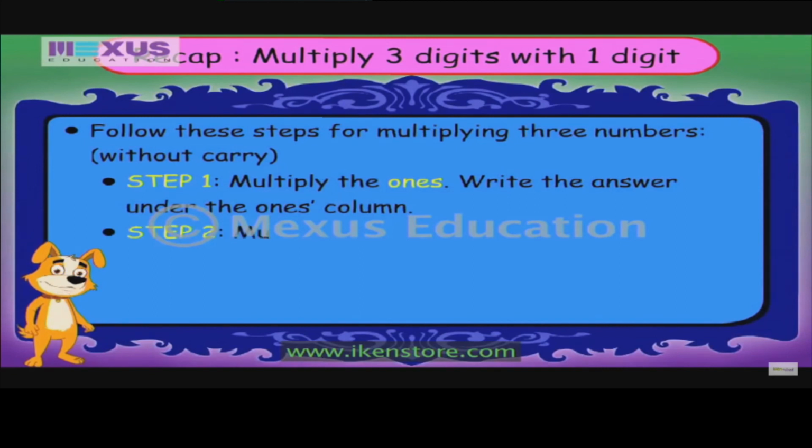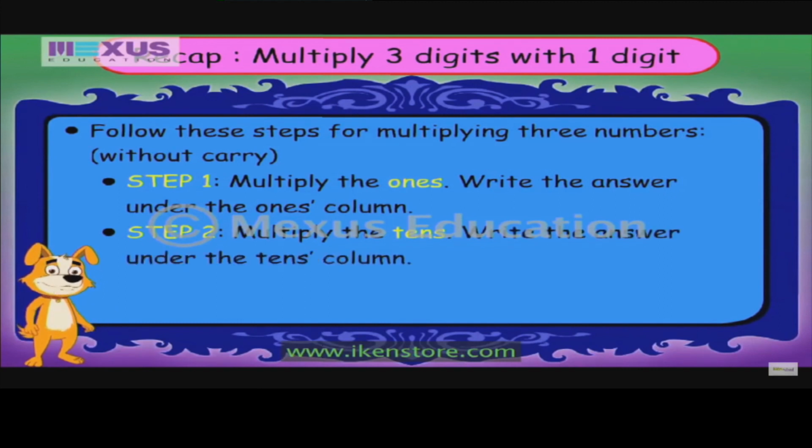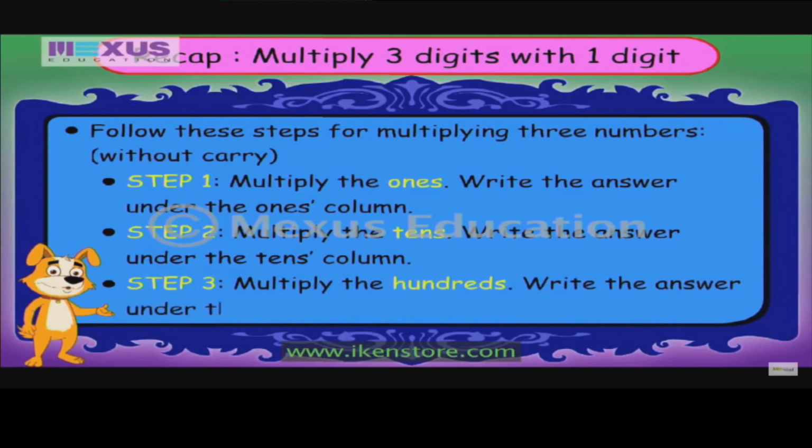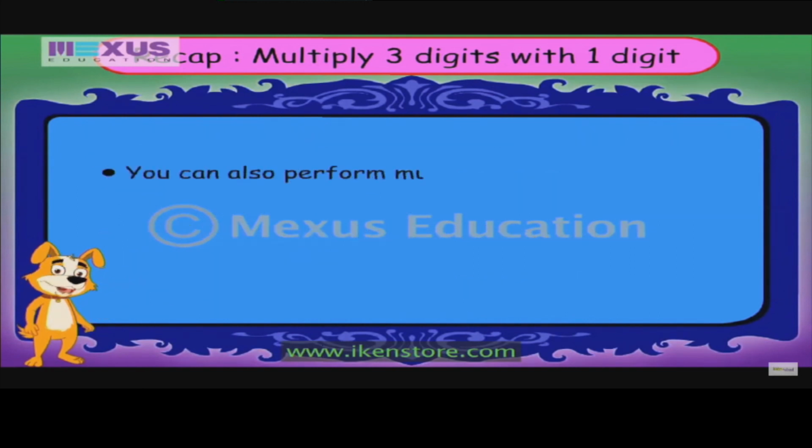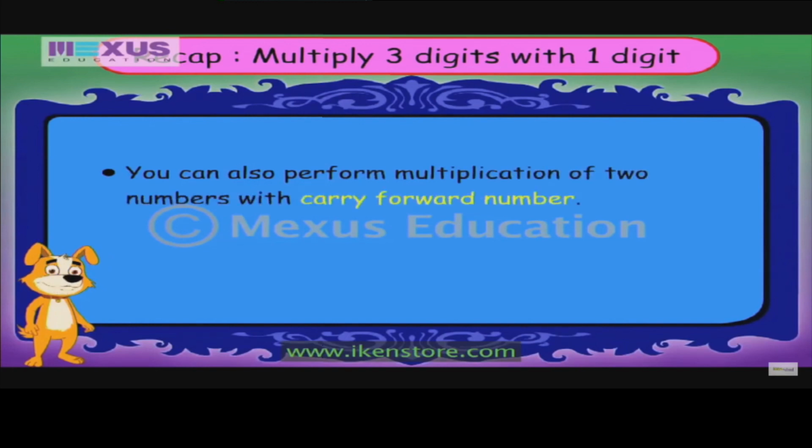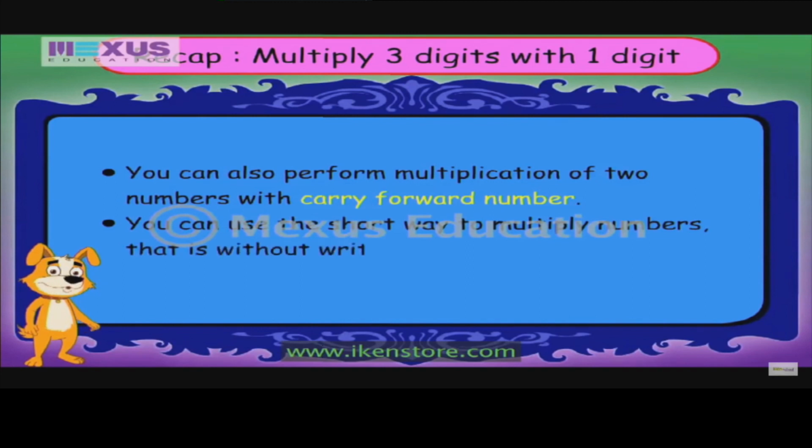Step 2. Multiply the tens. Write the answer under the tens column. Step 3. Multiply the hundreds. Write the answer under the hundreds column. You can also perform multiplication of two numbers with a carry forward number. You can use the short way to multiply numbers, that is, without writing the numbers in the expanded form.